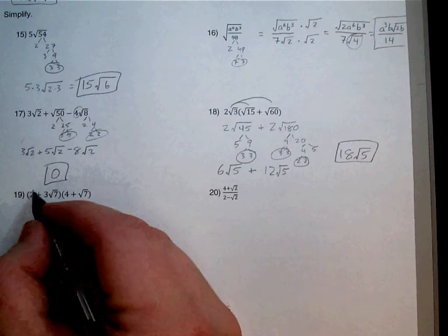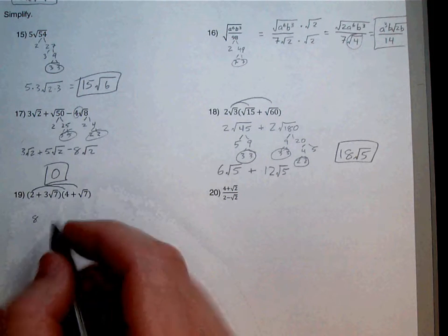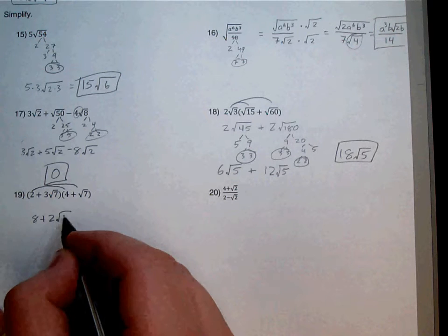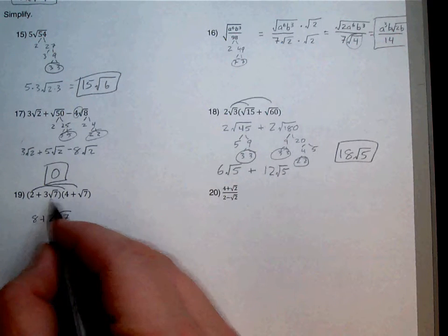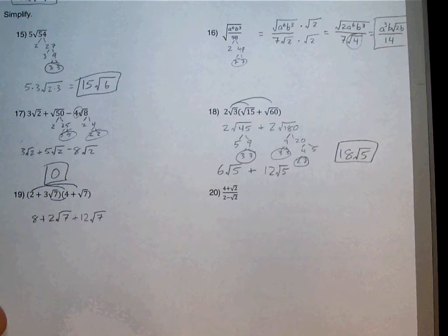19 is a FOIL problem. 2 times 4 is 8. 2 times square root of 7 is 2 square root of 7. Then 3 square root of 7 times 4, that's a 12 square root of 7. You only multiply the square root parts together, and the non-square root parts multiply together.